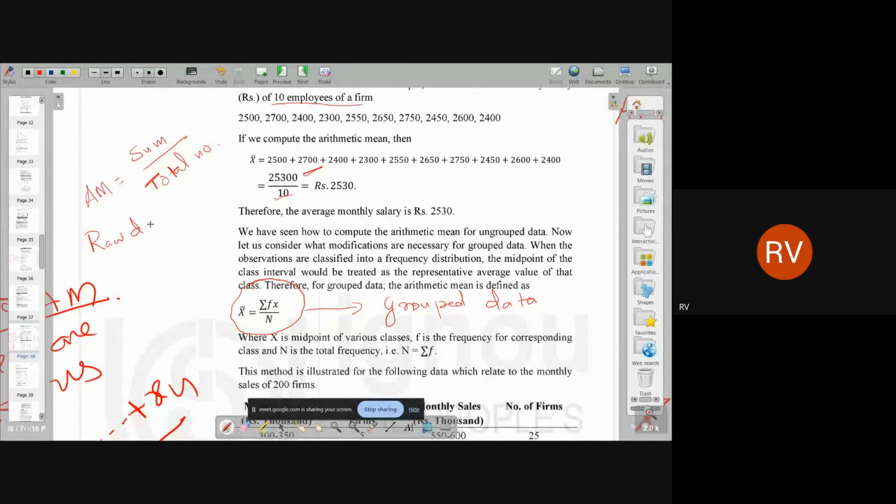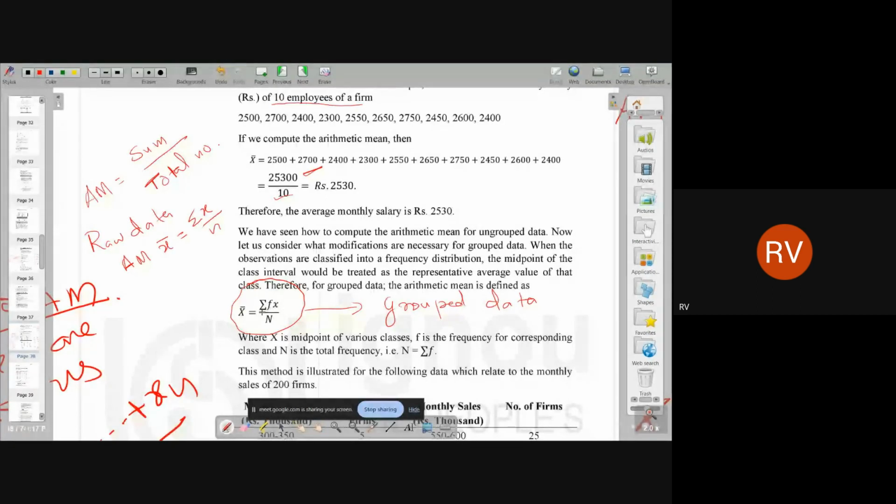Arithmetic mean, its notation is x bar. That is, arithmetic mean is represented by the symbol x bar. X bar is equal to sigma x by n. N is the total number. Sigma x is x1 plus x2 plus etcetera plus xn. If frequency data is given, then multiply each x by f, then take the sum.